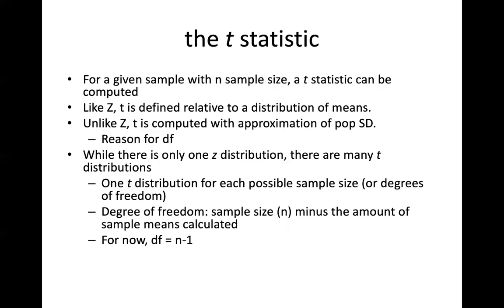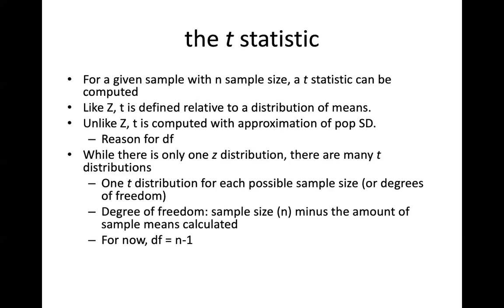For now, our definition of degrees of freedom is just whatever our sample size is minus 1. So if our sample size is 20, then we're going to use the T distribution that corresponds to degrees of freedom equals 19. That is, 20 minus 1 equals 19. If we have a sample size of like 1,000, then we would use the T distribution of degrees of freedom equals 999. Whatever our sample size is, we subtract 1 from that. That's our degrees of freedom, and then we use a T distribution with that specific degrees of freedom.